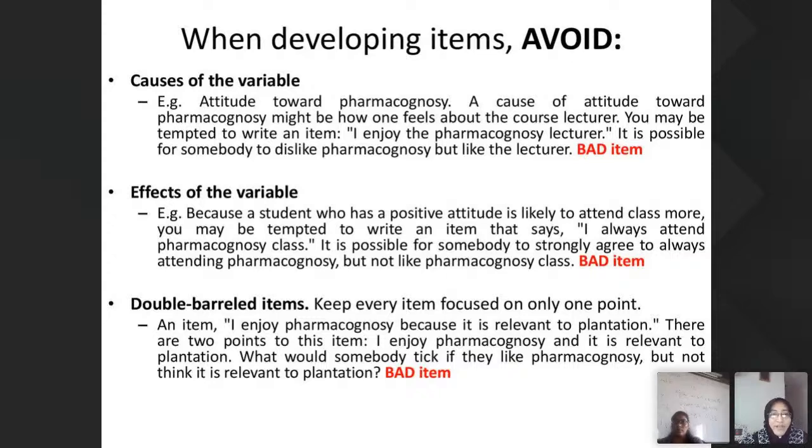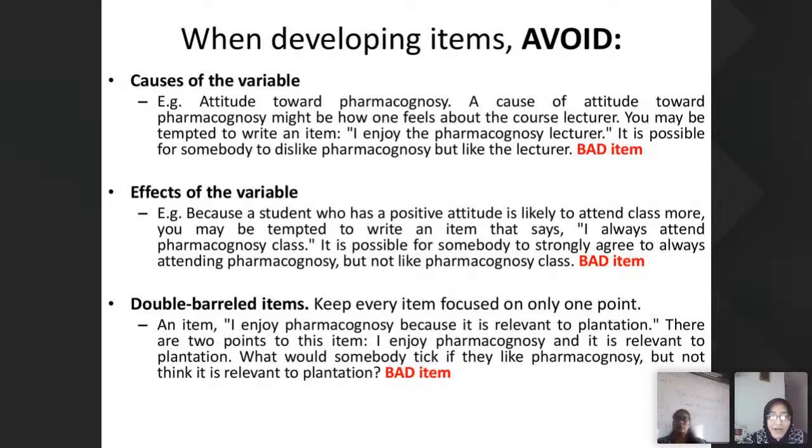I put an example here. I have nothing against pharmacognosy. It's just that for our students here, pharmacognosy always seems like a difficult paper for pharmacy students, so I just use this. Nothing against pharmacognosy. For example, attitude toward pharmacognosy. A cause of attitude toward pharmacognosy might be how one feels about the course lecturer. So they may be tempted to write an item, "I enjoy the pharmacognosy lecturer."